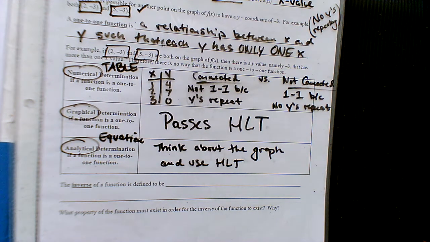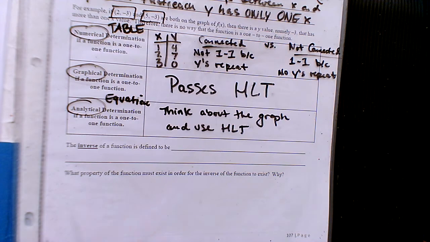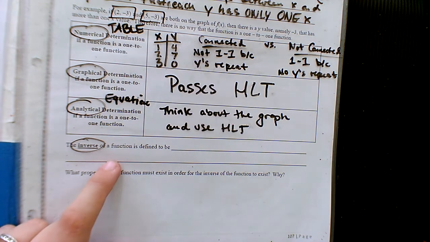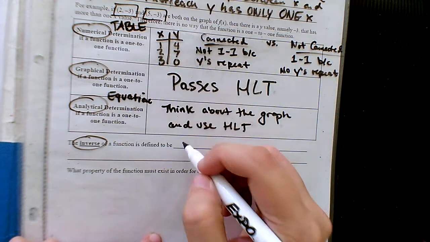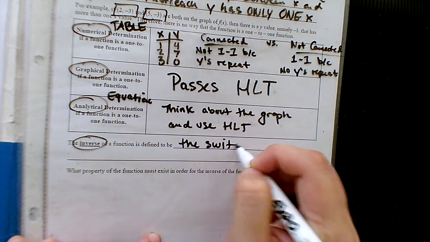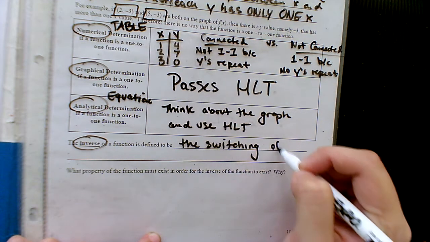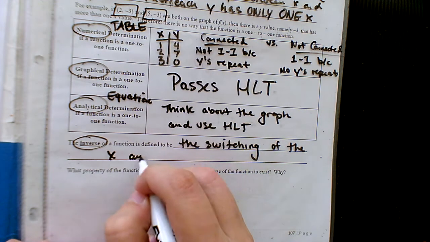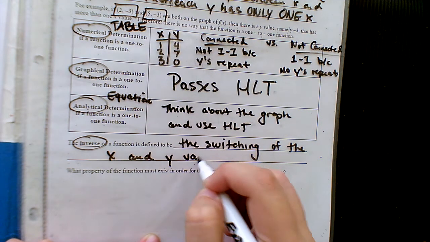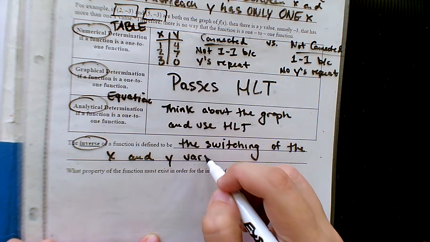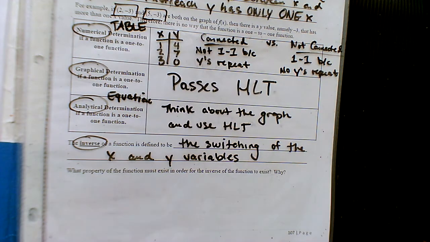Another terminology that's going to be associated with this section is something called an inverse. Maybe you've heard this before, maybe you haven't. But by definition, an inverse function is defined to be the switching of the x and y variables. So it's a very similar concept to a one-to-one function, where it's the reverse statement of a function. We're simply going to switch the x's and y's.